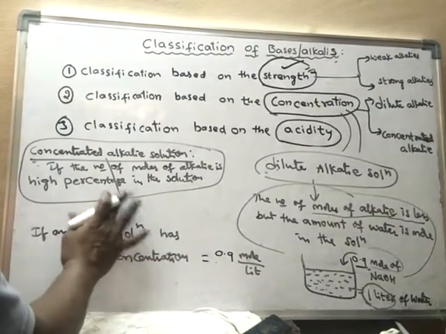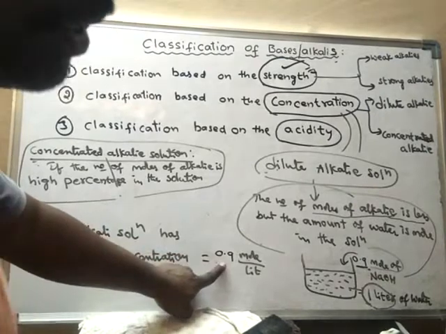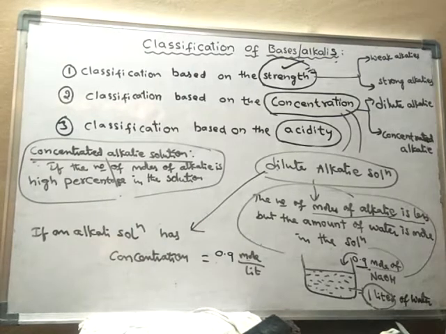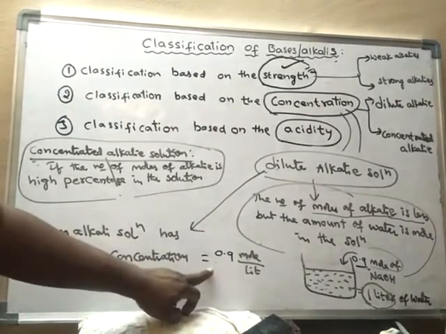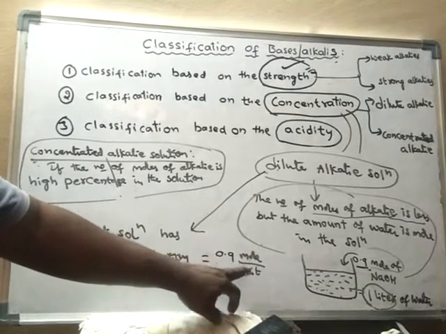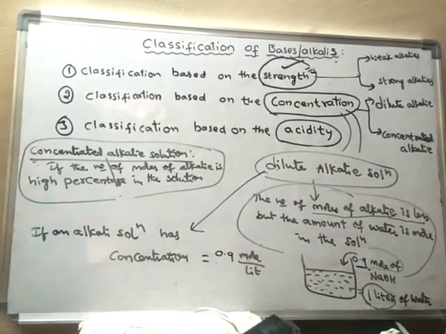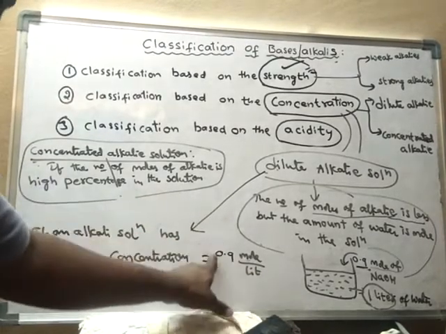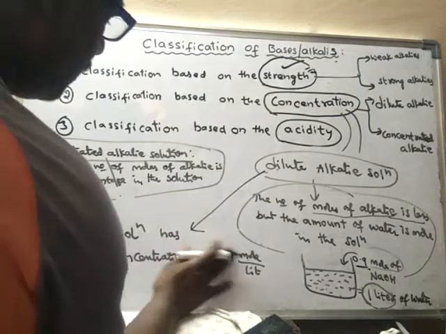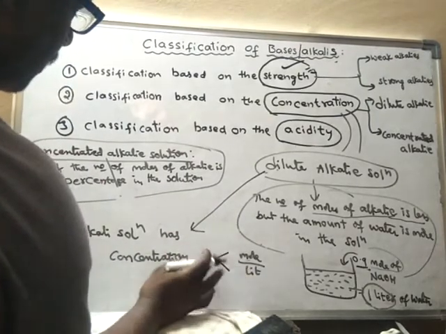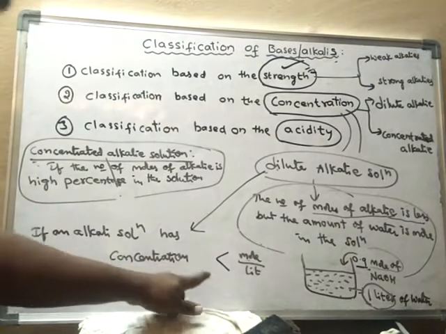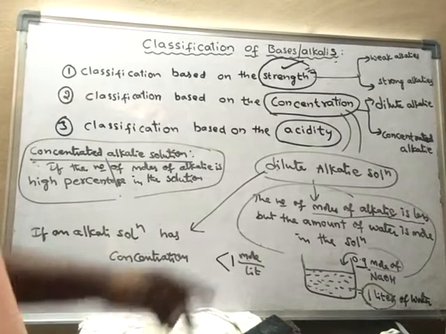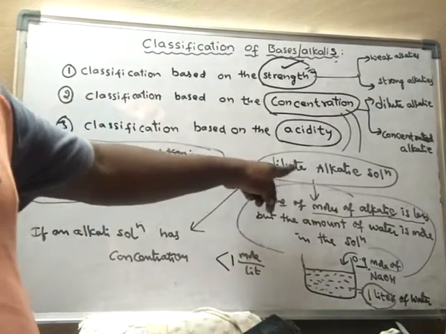Now, if it is less than 1 mole per liter, then the alkali solution, with concentration equal to 0.9 mole per liter, is said to be a dilute solution. Okay, if the concentration is less than 1 mole per liter, then the solution is said to be a dilute alkali solution.